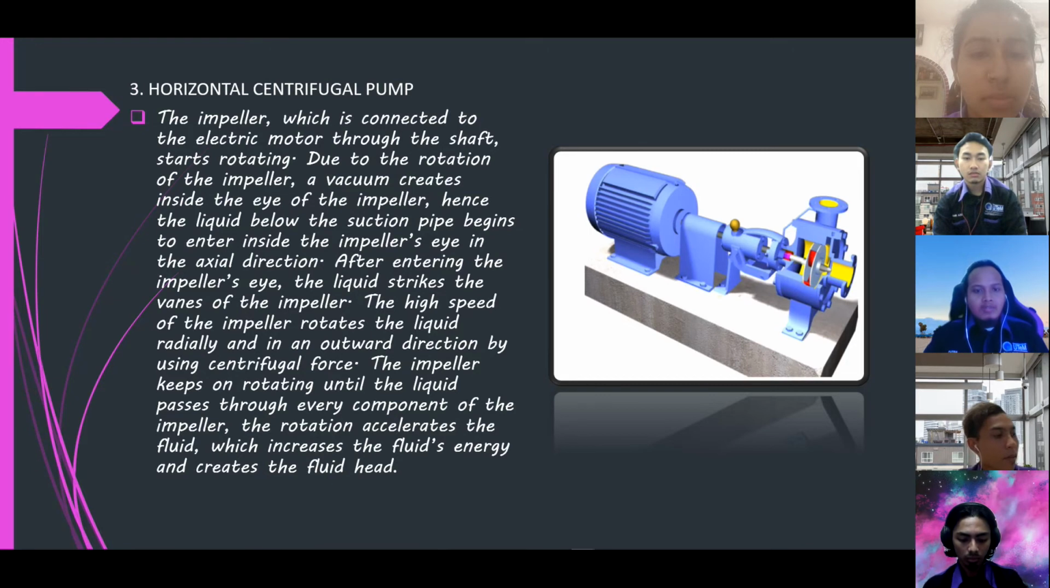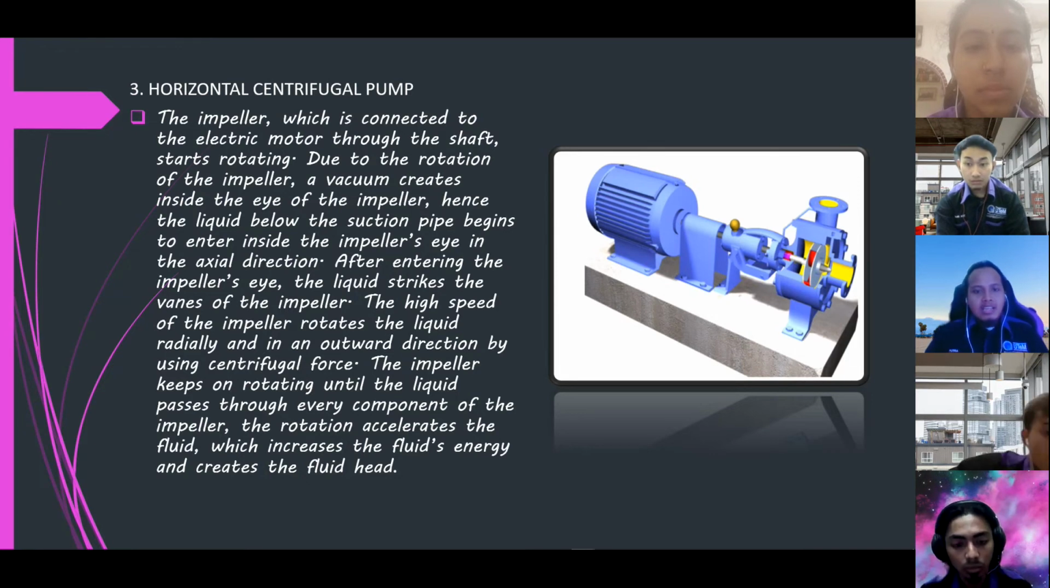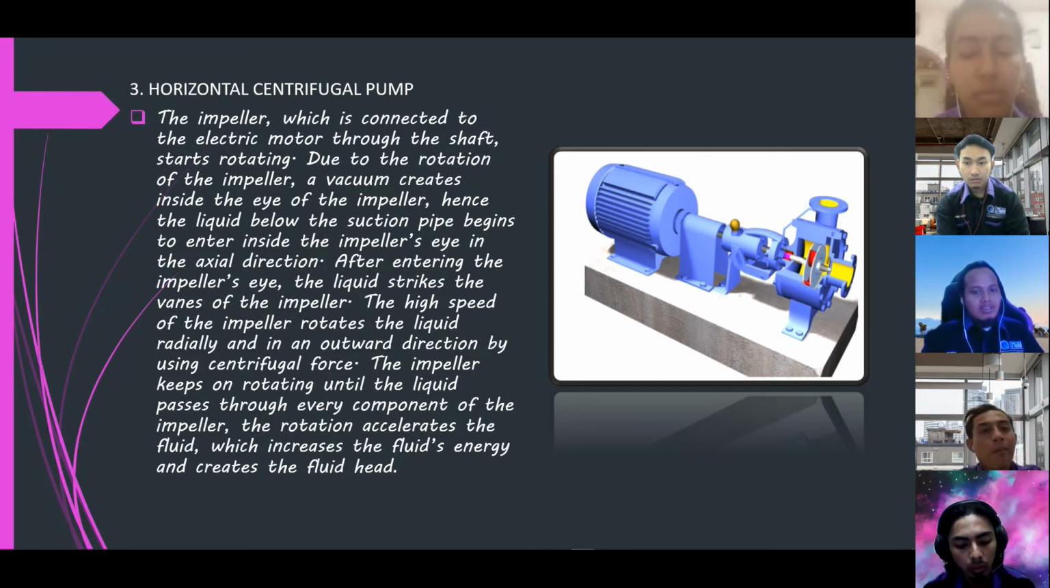The high speed of the impeller rotates the liquid radially and in an outward direction by using centrifugal force. The impeller keeps on rotating until the liquid passes through every component of the impeller. The rotating impeller accelerates the fluid, which increases the fluid energy and creates the fluid head.